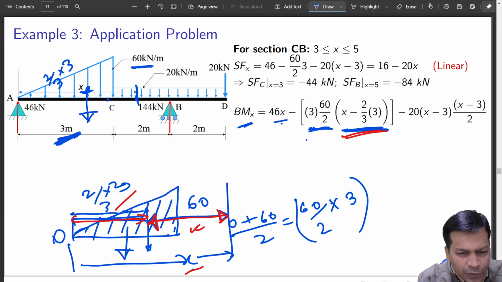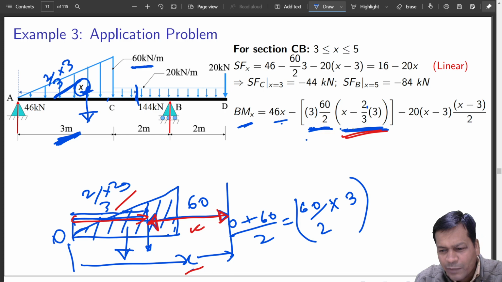I'll continue now. So this is the triangle loading. That is what I explained just now. So it is at a distance of 2 by 3 times of 3 from this end, and it is from this end that was calculated. And how much is this? This is x minus 2 by 3 times of 3 distance. So this is the distance, this is the load, and that is what is acting downward, and that creates this moment. So this is quite okay.